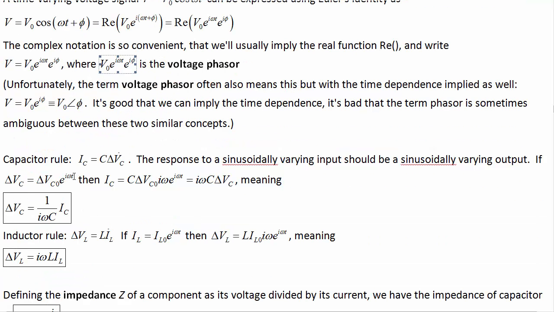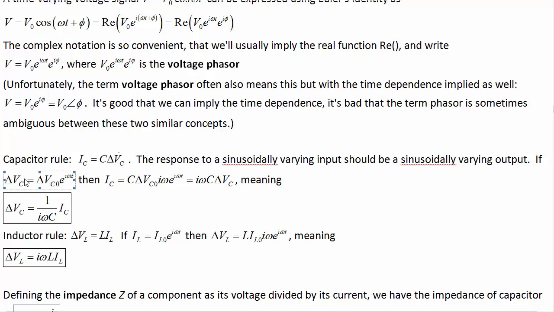All right. Recall that the capacitor rule was that the current in a capacitor is capacitance times the time derivative of the voltage across the capacitor. If we have a sinusoidally varying input to the capacitor, like an input current or input voltage across it, then we're going to get a sinusoidally varying output from that.